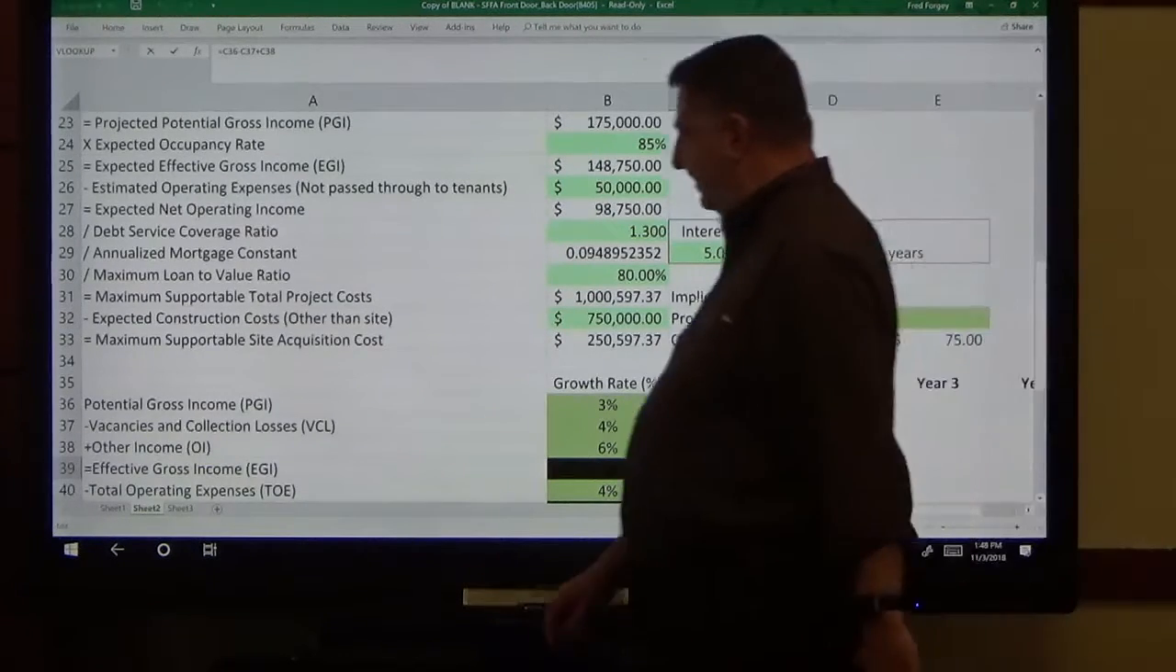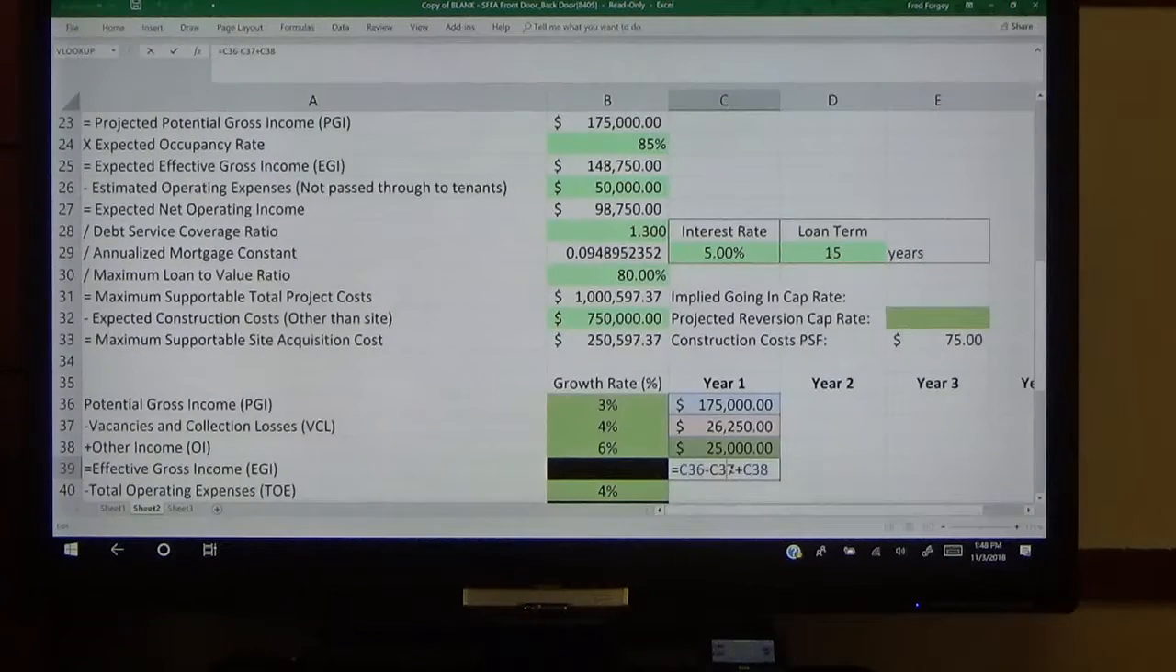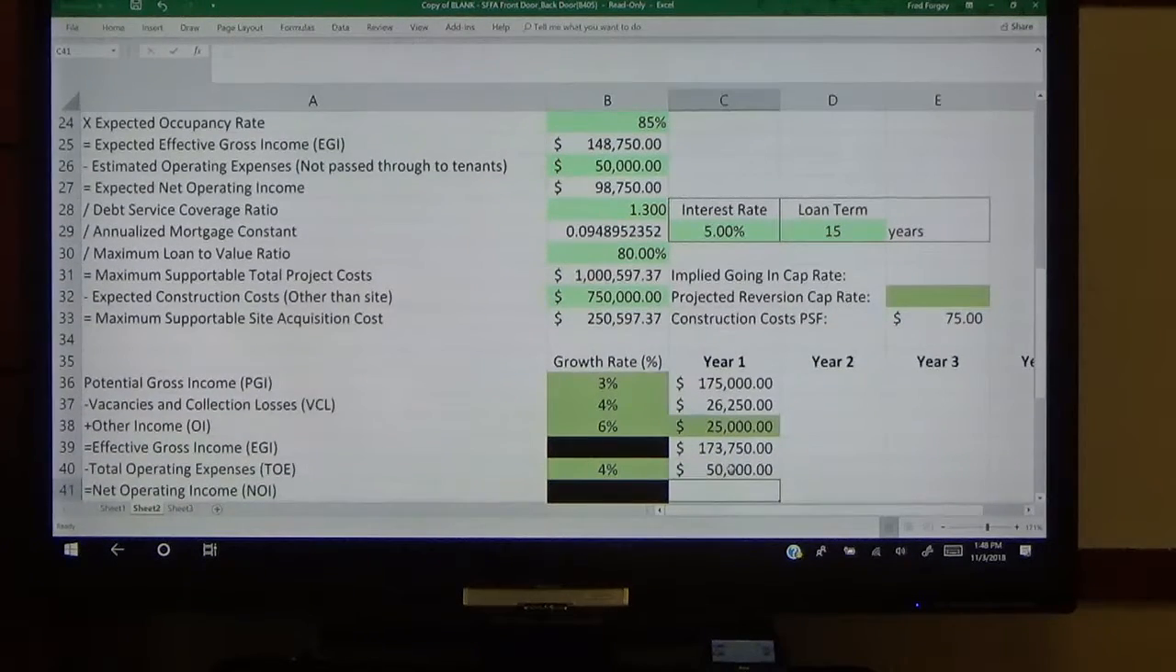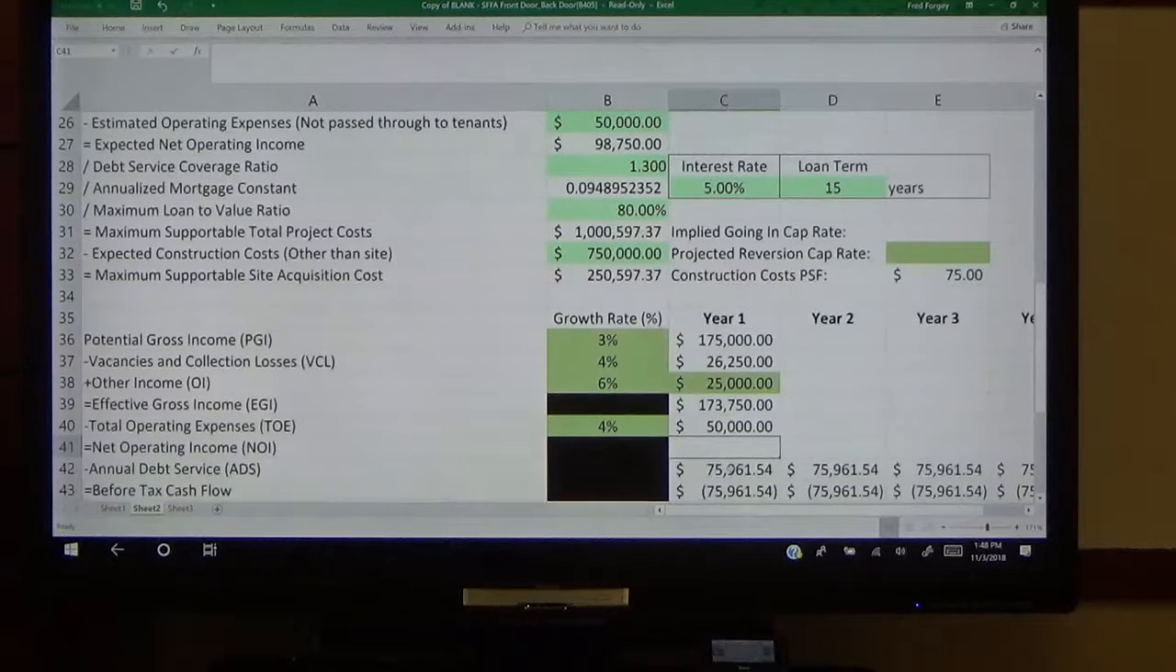Okay? All right, moving forward. Okay, then we're going to reach up and we're going to grab our operating expenses. So equal and then grab cell B26. Okay. Then calculate our operating income by simply subtracting out the 50,000 from the 173,750. Okay. And then your annual debt service is already popped in there for you. Okay, so you don't have to do that.